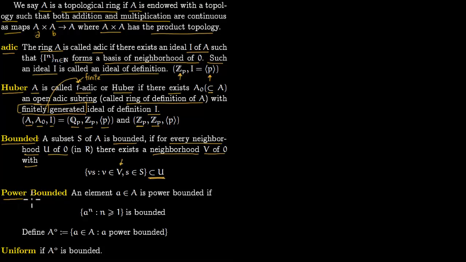Now we talk about power bounded elements. An element a in the ring is power bounded if the set of a to the n, n greater or equal to 1, is bounded. That means the powers are bounded, that is, you can fit them in a neighborhood of 0. And then you define A circ, which is all the elements of the ring such that the element a is power bounded. So this is all the power bounded elements. You call a ring uniform if this ring of power bounded elements, which we have just defined, is bounded.